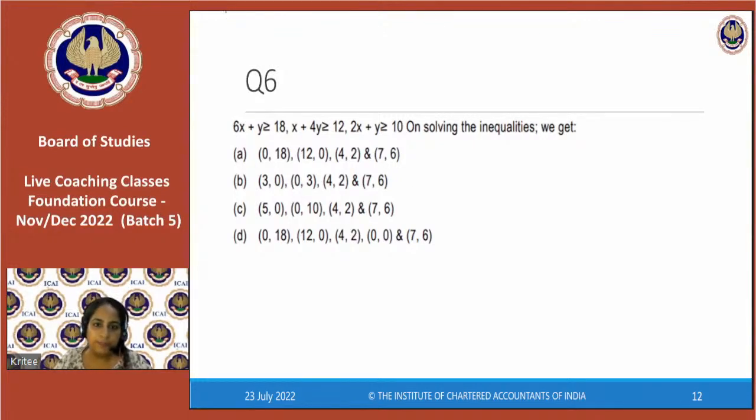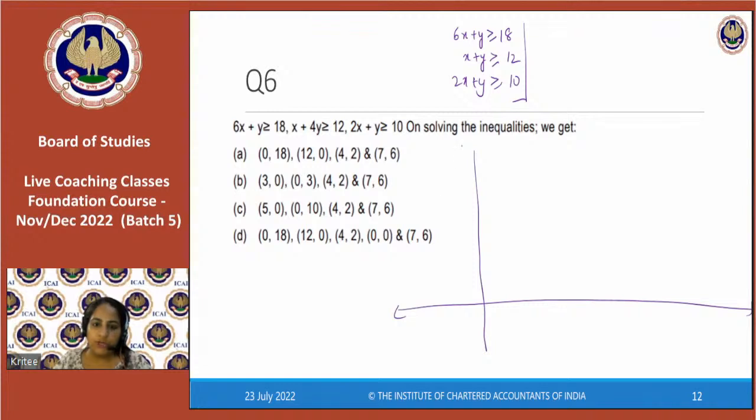It says 6x plus y to be greater than or equal to 18, x plus y to be greater than or equal to 12, 2x plus y to be greater than or equal to 10. So on solving these inequalities, what will be the correct answer? What are the corner points by solving these inequalities? And the best way you can do it quickly in your paper is to start plotting.